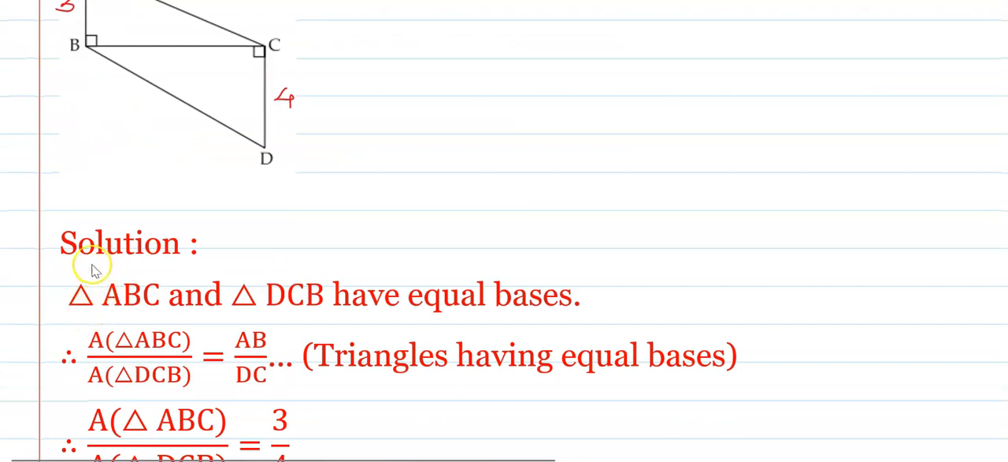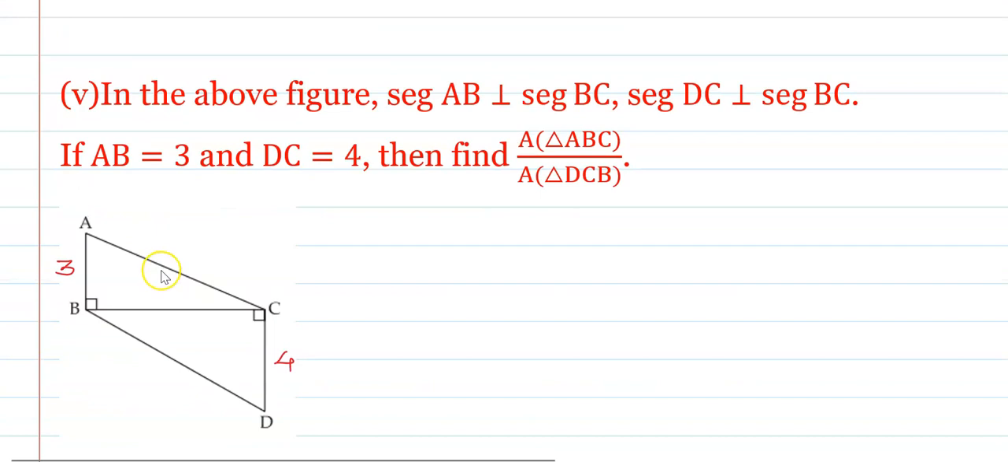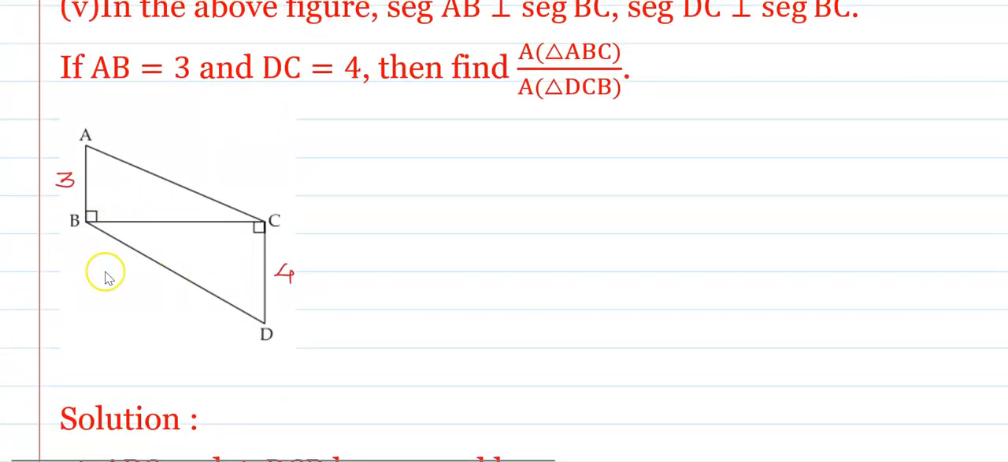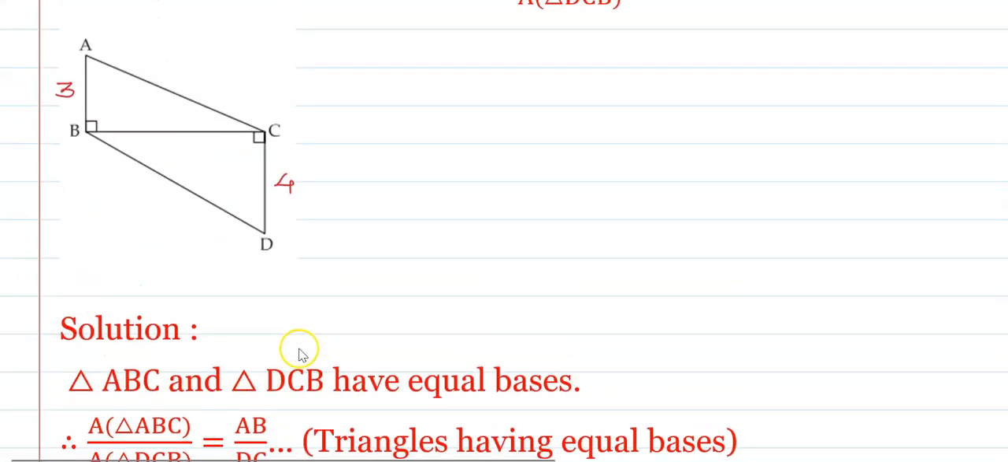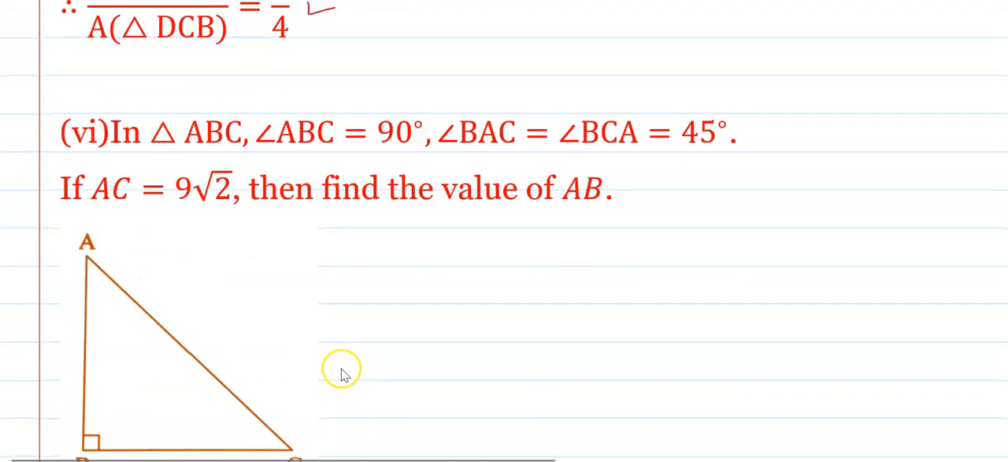Solution. Triangle ABC and triangle DCB have equal bases, that is BC. Therefore, area of triangle ABC upon area of triangle DCB is equal to AB upon DC. Triangles having equal bases, therefore the ratio of areas is equal to 3/4, and this is the answer.